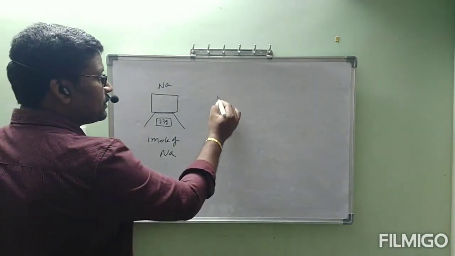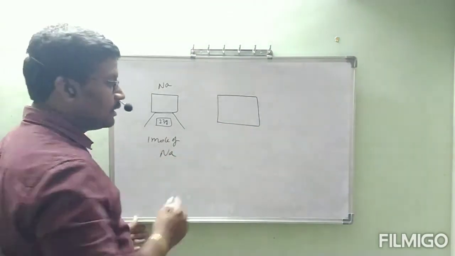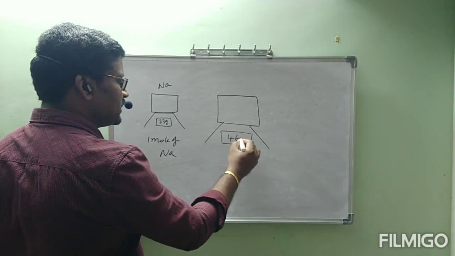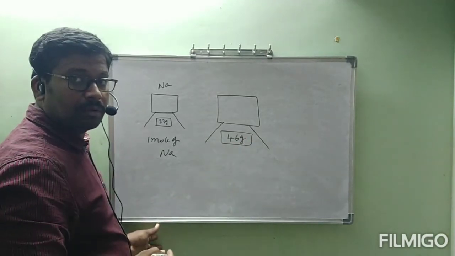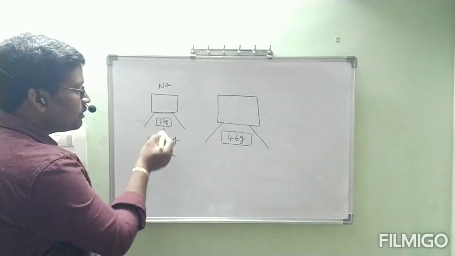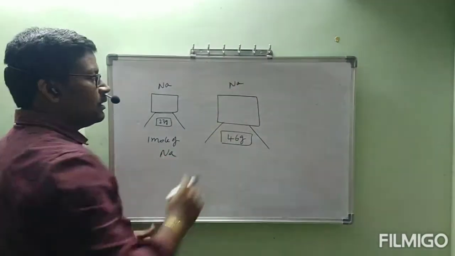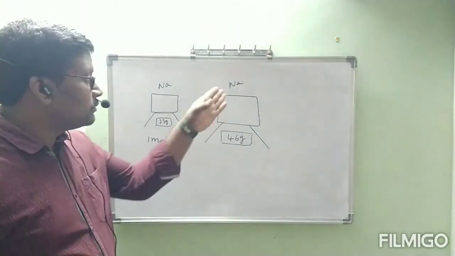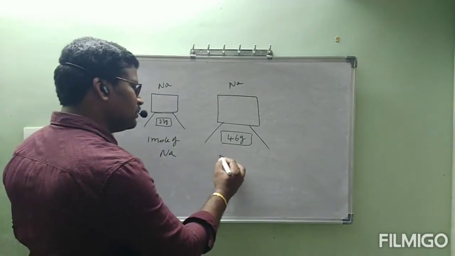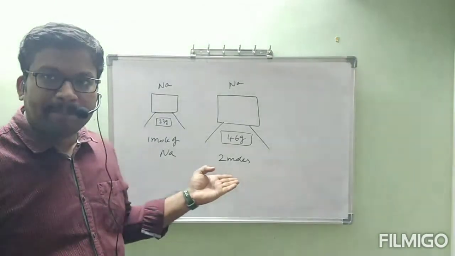Now, I took a big block of sodium, a little bit bigger, and I kept it on the weighing machine. That weighing machine shows 46 grams. Then how many moles are present? 1 mole means 23 grams. This is sodium, this is also sodium only. Now the question is, how many moles of sodium? 23 grams is 1 mole. Easily we can answer, 46 grams means 2 moles. This is only the number of moles.